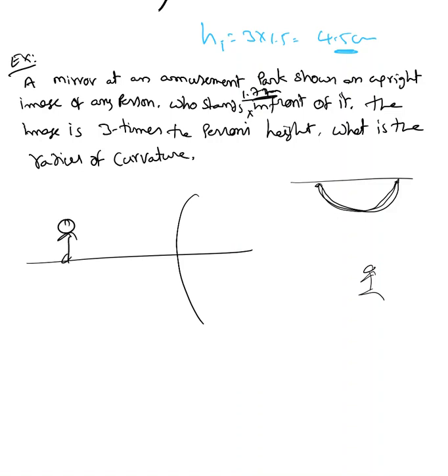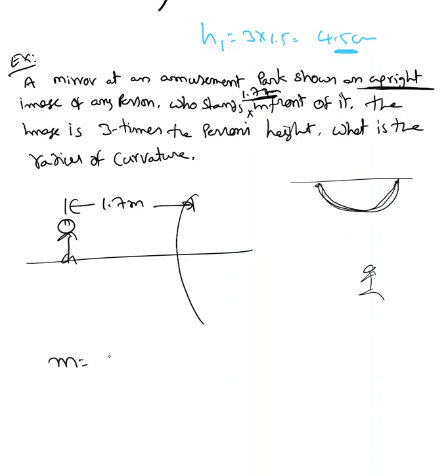So here is an object. The distance of the object is 1.7 meters, and the mirror shows the image of a person who stands in front of it. The image is 3 times the person's height. What is the radius of curvature? He also mentioned an upright image, so basically the image is not inverted.